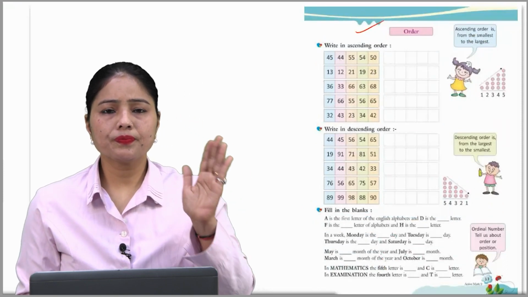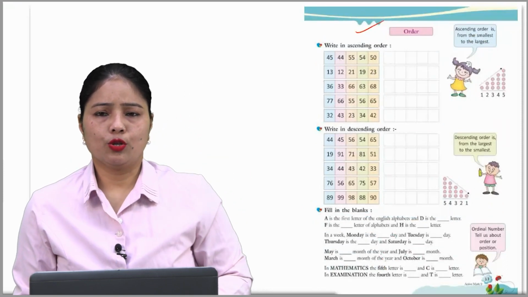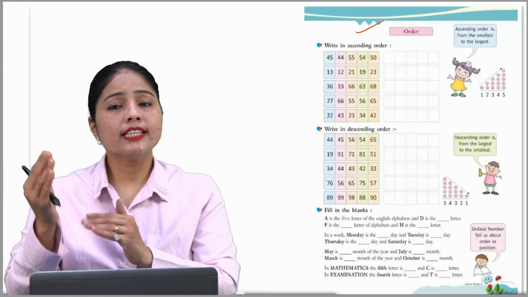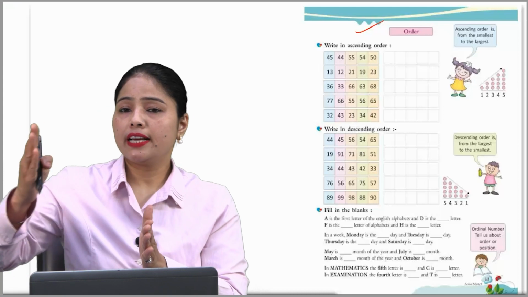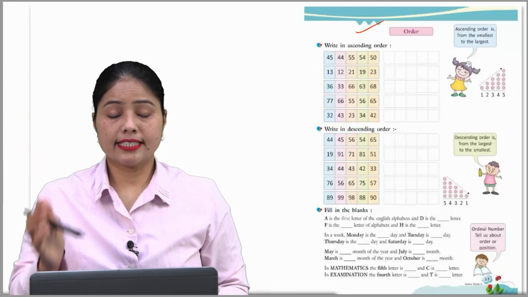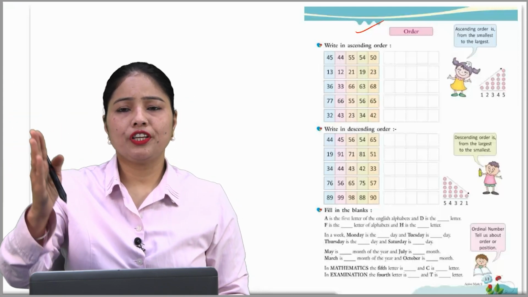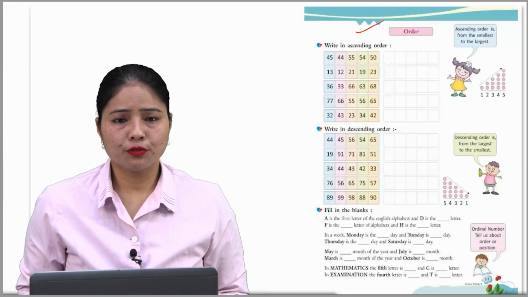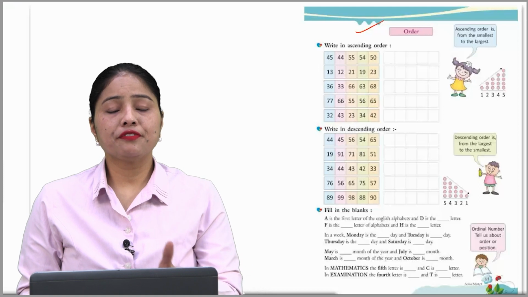Order. Write in ascending order. Ascending order is from the smallest to the largest. छोटे से बड़ा हमारा ascending order कहलाता है. Just like 1, 2, 3, 4 and 5. So first one is 45, 44, 55, 54 and 50.